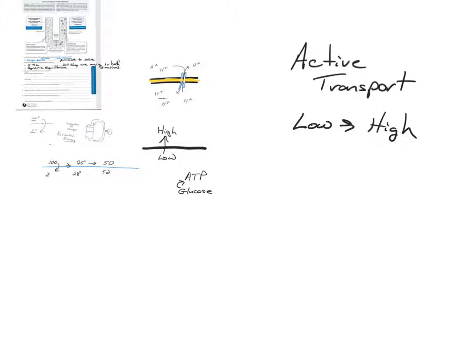So it sounds like when you get your test on Thursday, you know what it's going to be on. The four or five different kinds of passive transport. What are they? How do they work? They're going from high to low. And then active transport. Active transport is going from low to high, and you're using ATP.